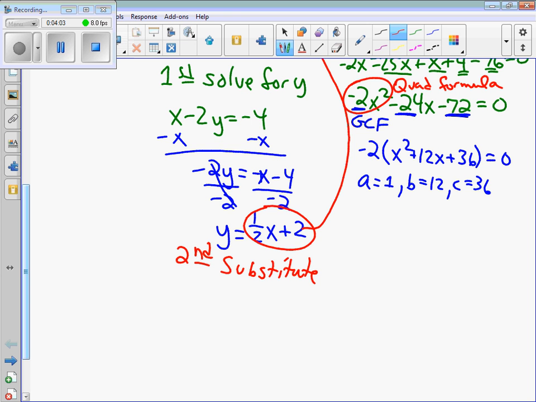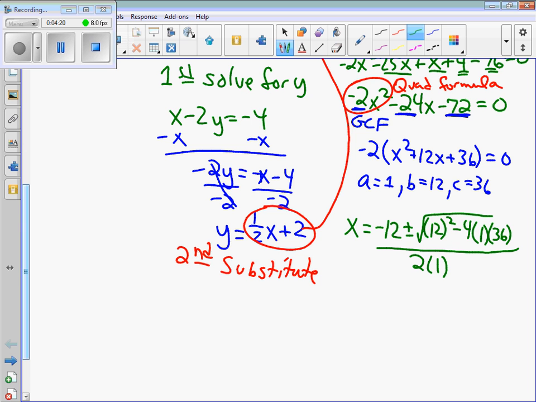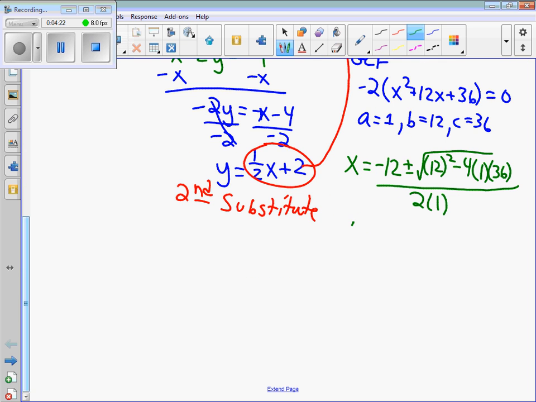So, solving using the quadratic formula, x equals the opposite of b, plus or minus the square root of b squared minus 4 times a times c, all divided by 2 times a. We need to practice this over and over again. You got to be able to do this real quick, real easy. 144 minus 144, divided by 2. 144 minus 144 is 0.